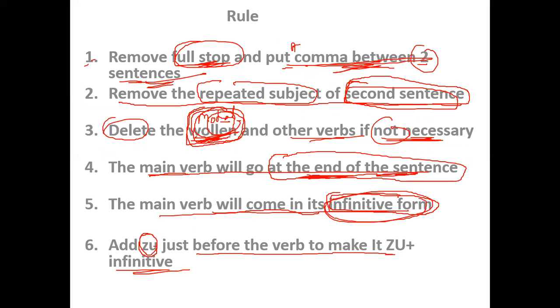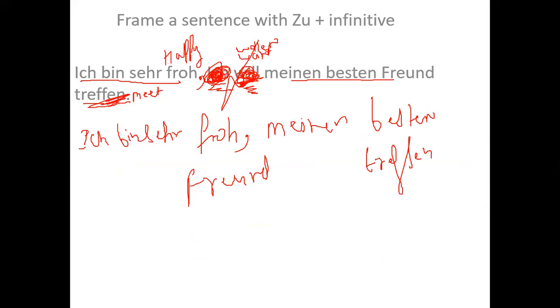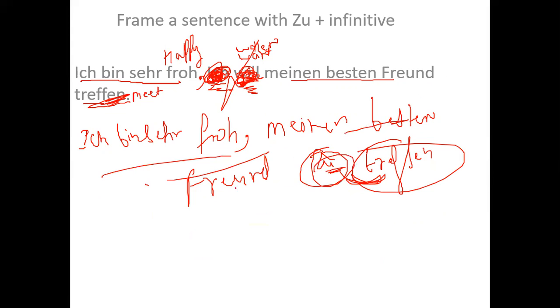So treffen I have already written in its infinitive form. And I have to write zu just before the verb to make it zu plus infinitive. So I need to add zu here, right? To meet. Zu shall come here. So: Ich bin sehr froh, meinen besten Freund zu treffen.